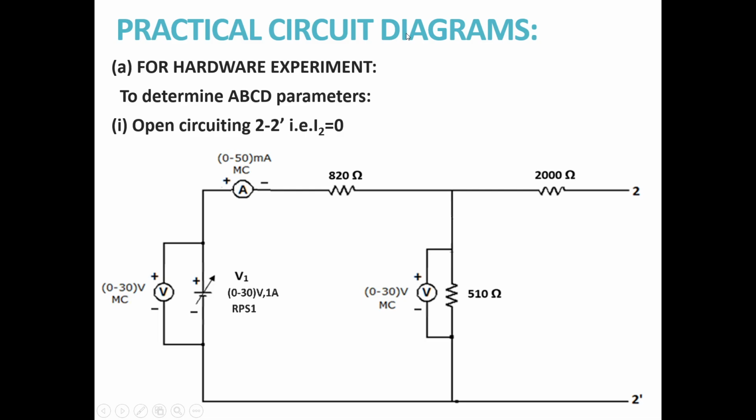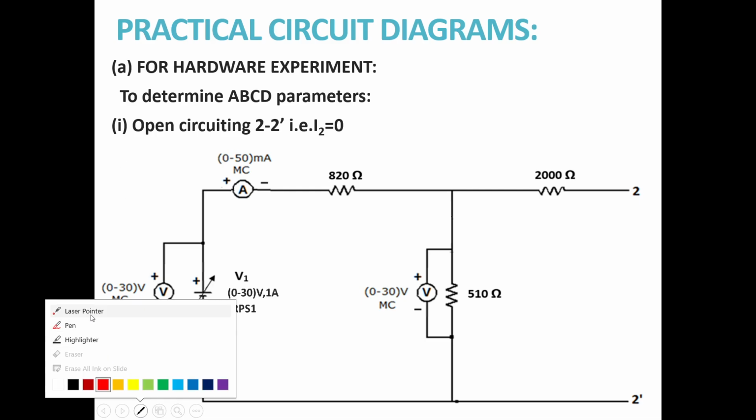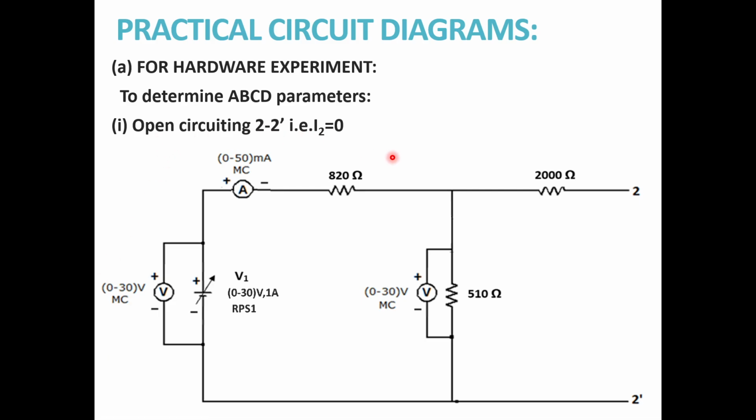Now let us see the practical circuit diagrams for doing the hardware experiment to determine ABCD parameters. To determine ABCD parameters, first of all, port 2-2 dash is open circuited. As I have already told you, ABCD parameters means transmission parameters. Transmission parameters are also known as ABCD parameters. So first of all, to determine the ABCD parameters, we are open circuiting port 2.